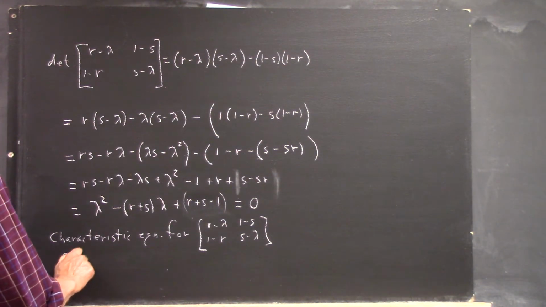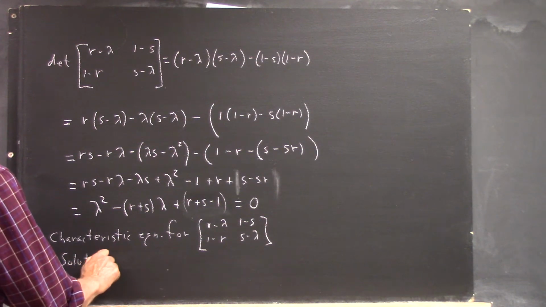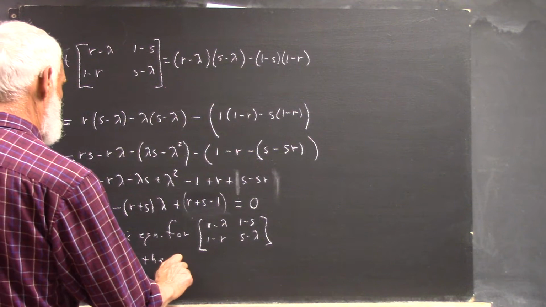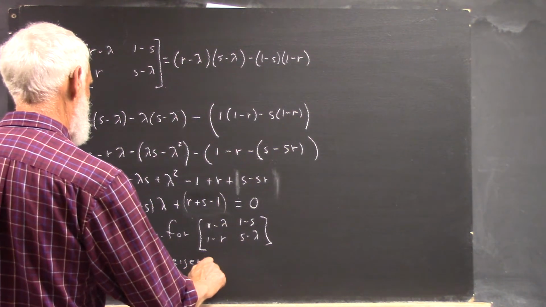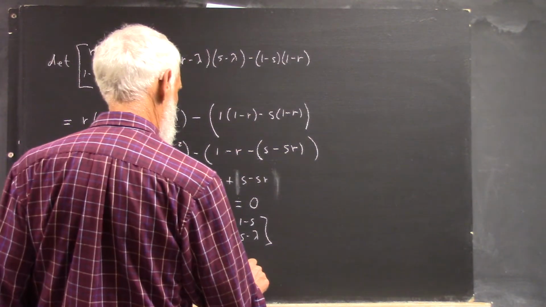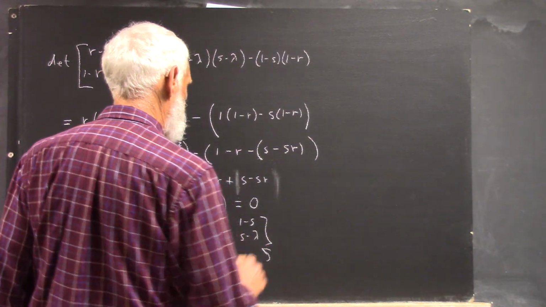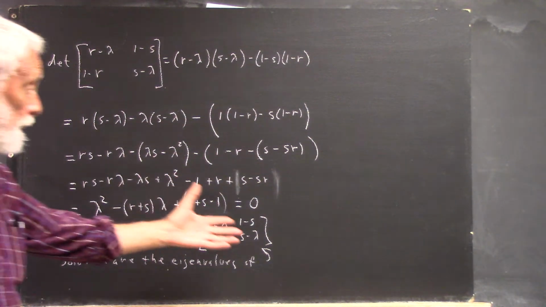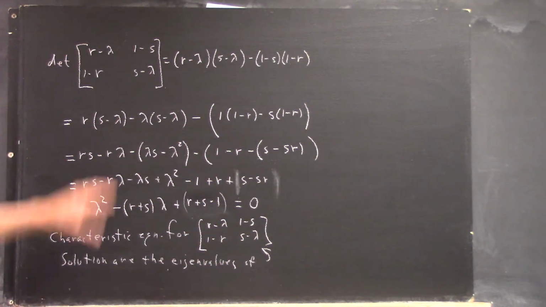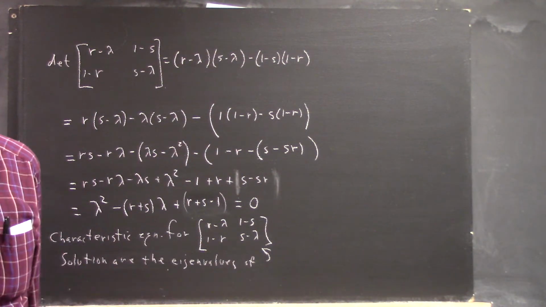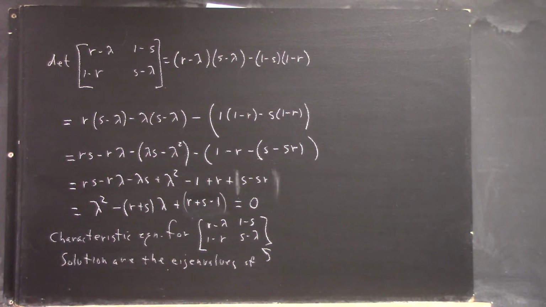And the solutions are the eigenvalues of the matrix. Okay? And it's easy to write down the solutions. Everybody did that when I had numbers up here. And you wrote down the matrix, you factored it, or used the quadratic form and got the solutions, right?